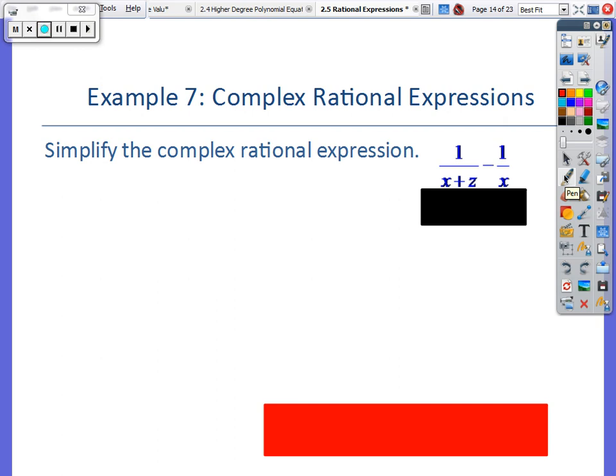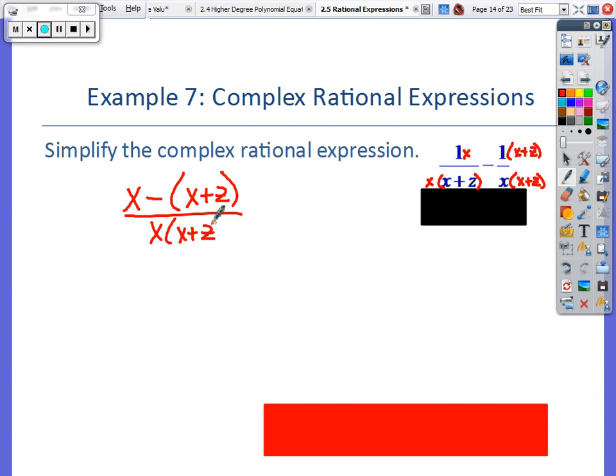So first things first, they're fractions. We factor first. There's nothing I can factor there. I like putting bubbles around to show the prime. X is also prime. So this one needs an x plus z. So whenever you do the bottom, you got to do the top. Be careful of your negative. This one needs an x.